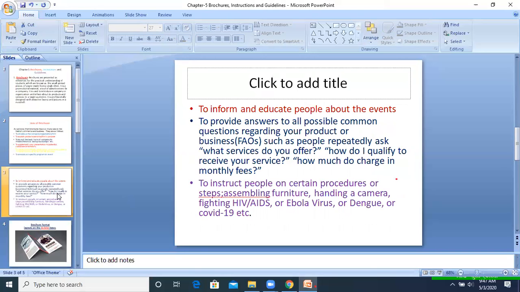Amisha, look at the next one and please unmute your sound, then start reading.